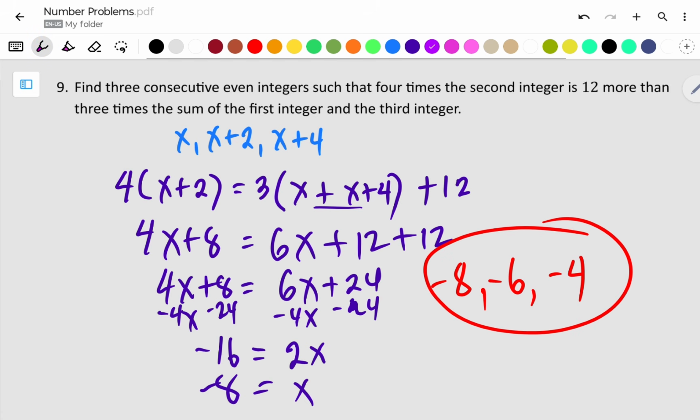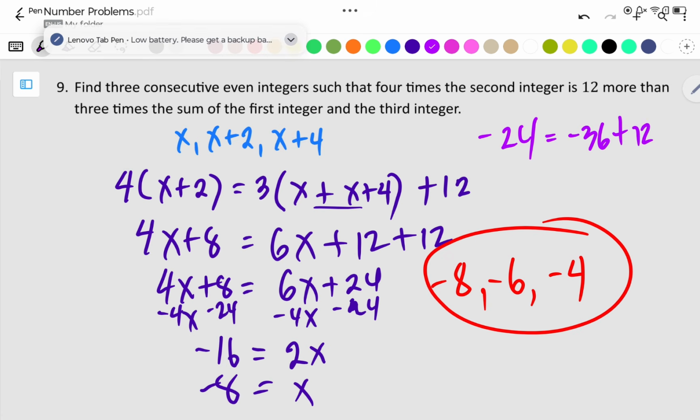To check if the answer is correct, 4 times the second. So 4 times negative 6 is negative 24. Is it 12 more than 3 times the sum of the first and the third? 3 times negative 8 plus negative 4, that's negative 36. Plus 12, is it negative 24? Yes.